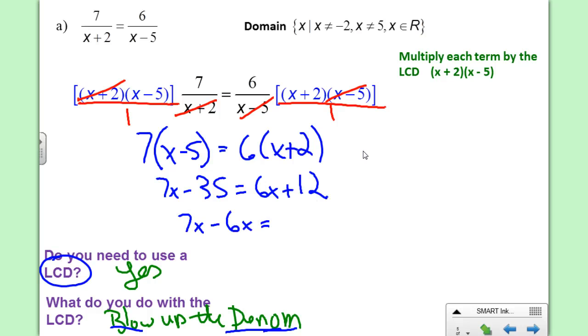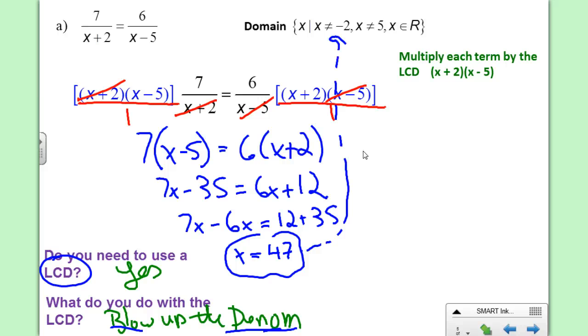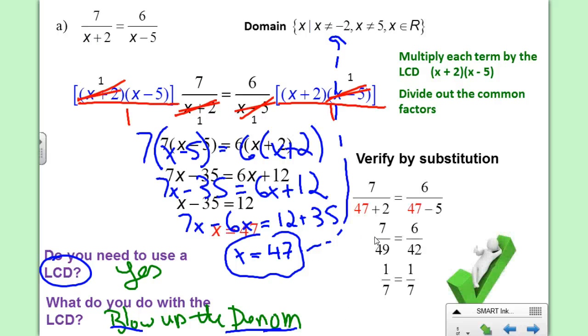So that means that I can collect my x's together. 7x minus 6x is equal to 12 plus 35. So that means that x is equal to 47. And that fits within our restrictions, so we shouldn't have any problems with that. We can check, and look up here and see that it works out. Okay, and it's going to get a little messy because Mr. K didn't use the PowerPoint. I wanted to do it by hand. You can divide out the common factors, and if you do a check by substitution, you'll see, yay, it does work out. Remember, you check your answer by plugging it back into the original equation. All right, so yay, it works out.